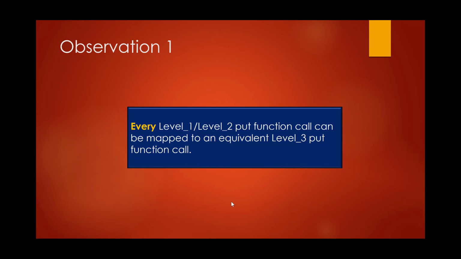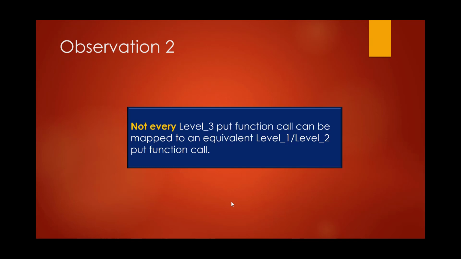Now I'd like to make a couple of observations. The first observation is that every level 1 or level 2 put function call can be translated to an equivalent level 3 put function call. I hope that I've at least informally convinced you of this, but basically if I had to prove this, my proof would involve this conversion algorithm, and I would show you how you can use this to convert every last one of these put functions in level 1 and level 2.